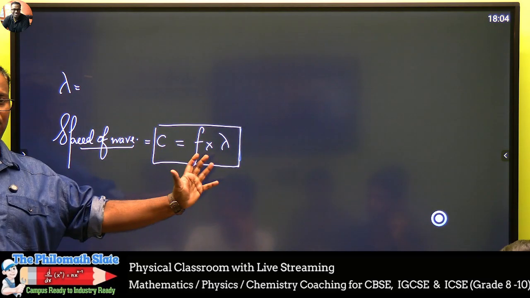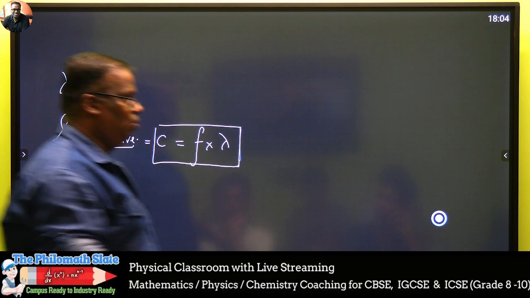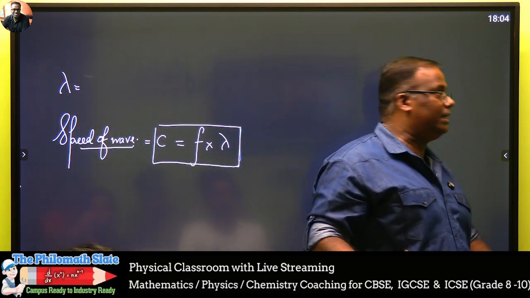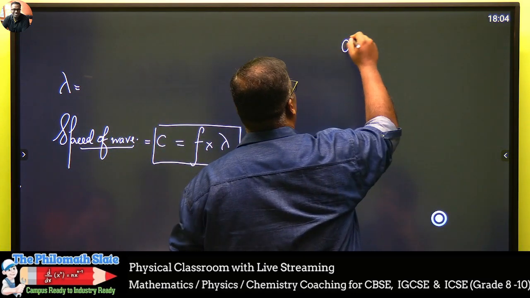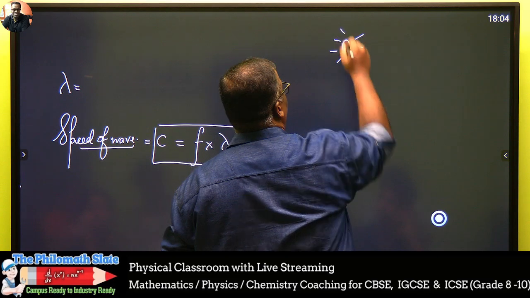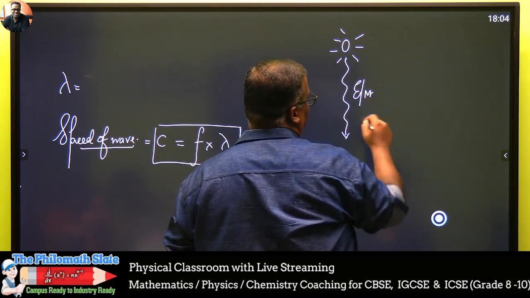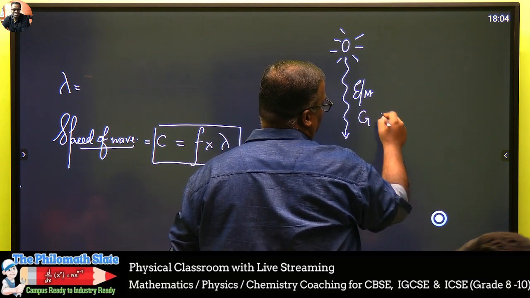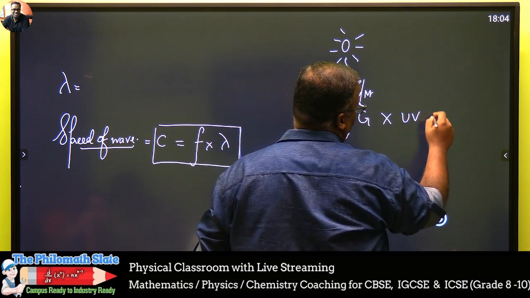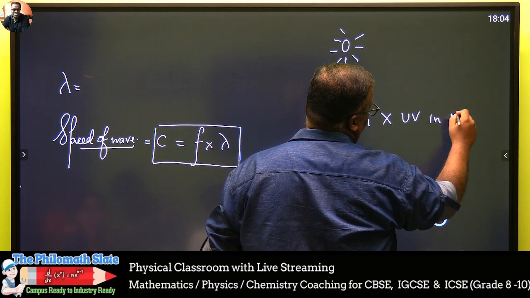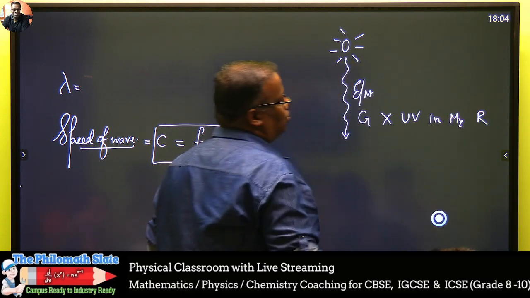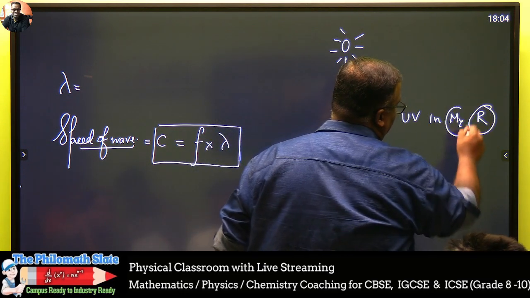So all these Tata Sky, Airtel that you are hearing, from where? The great sun. Sun से क्या आ रहा है? Electromagnetic waves. And in electromagnetic waves, what do we have? गाड़ी, XUV, क्या है? In my range. So these are the radio waves and these are the microwaves.